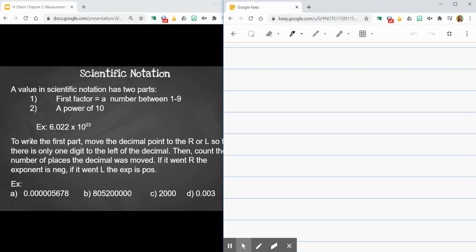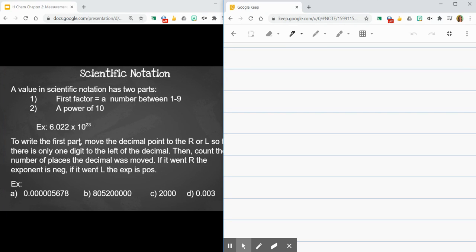So what you're going to do is you're going to write the first part right here. You're going to move the decimal to the right or the left, so there's only one digit to the left of the decimal. So this decimal right here has to be between the 6 and the 0, so that there's just one digit between 1 and 9 on the left-hand side of the decimal. Then you're going to count how many places you moved the decimal.